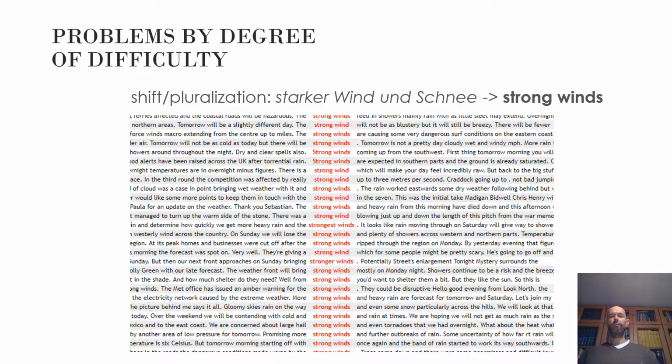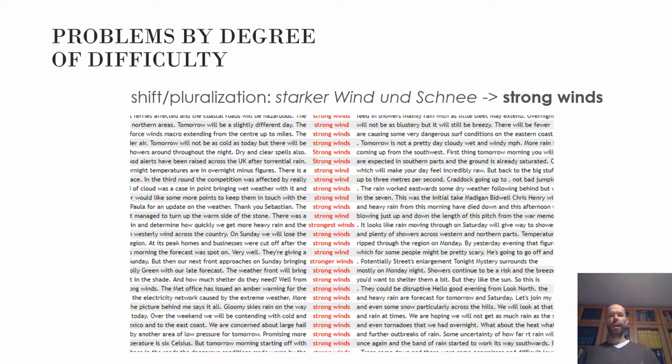And a final problem that I think most Germans will tend not to notice really, and they will go wrong here and say something like "the strong wind." But "starker Wind und Schnee" is normally translated as "strong winds and snow." If you ever listen to the weather forecast in English, you will find that wind is very often pluralized in English. It's even normally pluralized, as we can see here.